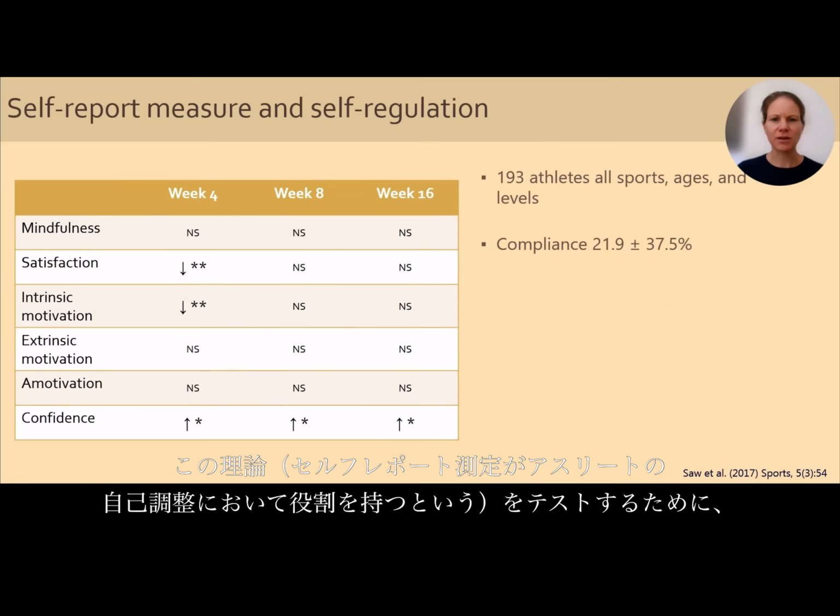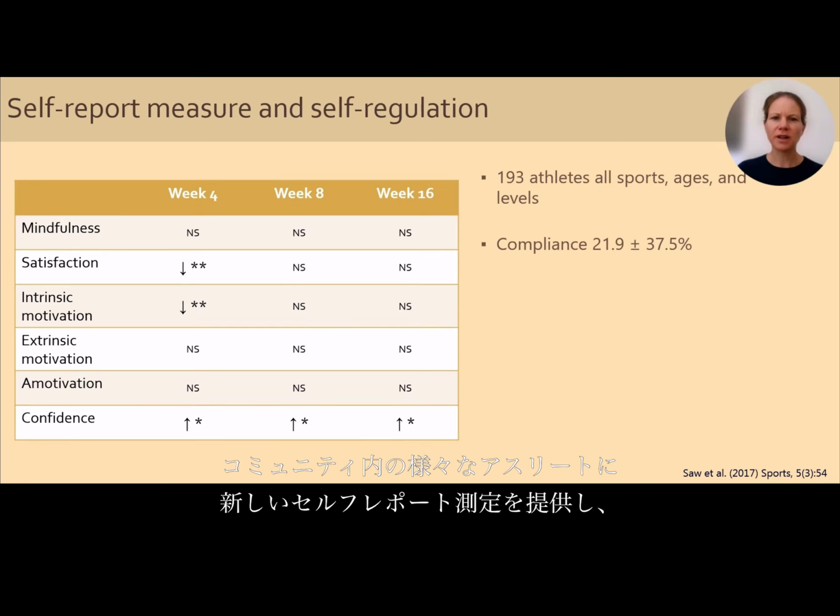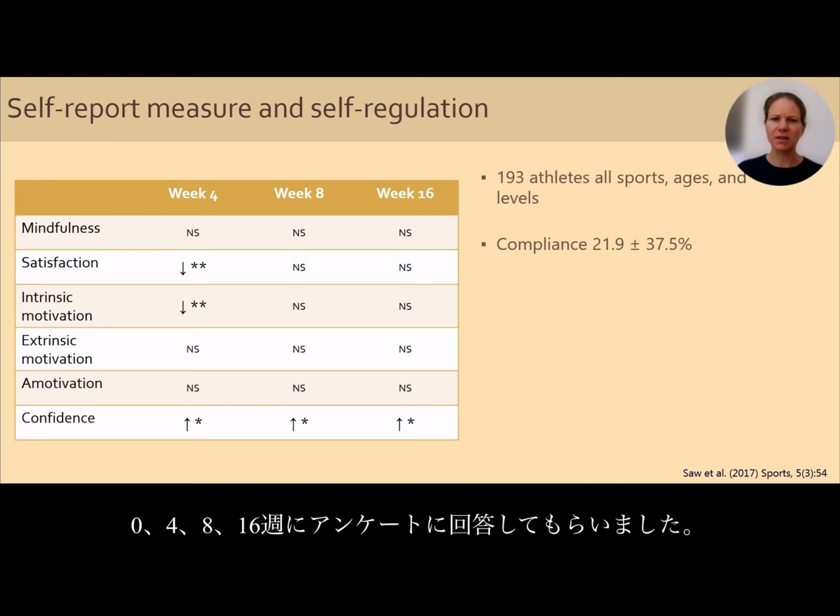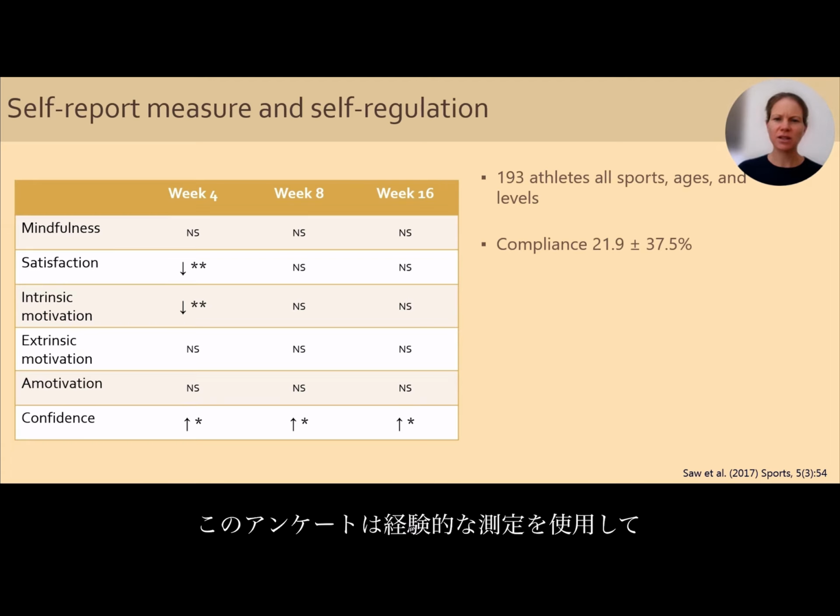To test the theory of self-report measures having a role in athlete self-regulation, we provided a new self-report measure to a range of athletes in the community and had them complete a questionnaire at 0, 4, 8, and 16 weeks. The questionnaire used empirical measures to assess the components of self-regulation theory on the left of the table.